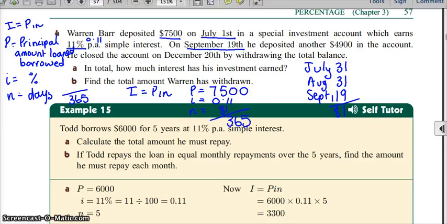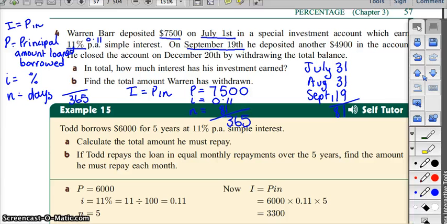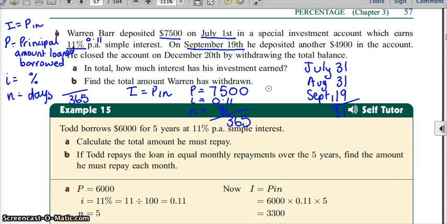Now, can you do that on your calculator, please? So as you said, the amount of interest is $183.08. At September 19, how much money did he have, Warren? He had 7,500 plus $183.08. Okay? All up, he had $7,683.08 at the end of September 19.